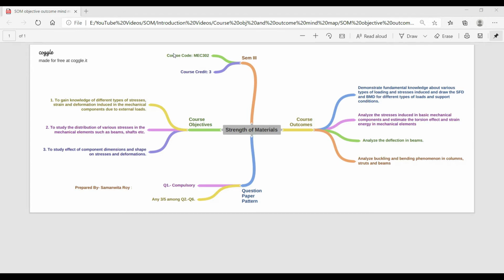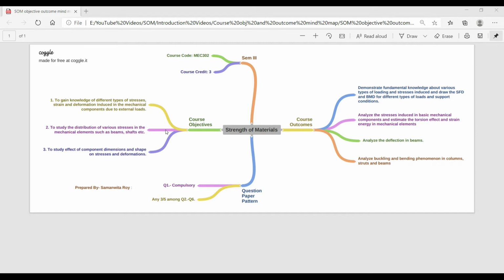The course code of mechanical is MEC 302, and for automobile, if you have seen the previous video, I had mentioned it is AEC 302. ME here stands for mechanical engineering and it is just replaced by automobile engineering as AE. The course credit for both is the same, that is 3. So let's discuss the course objectives, which you can see over here.